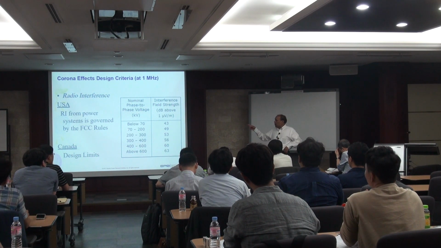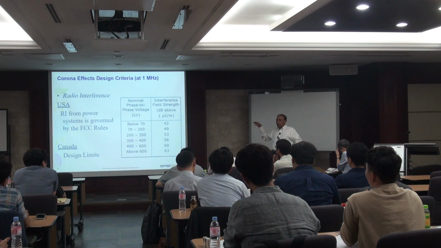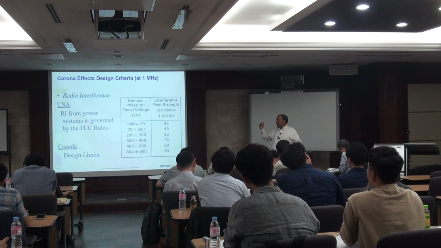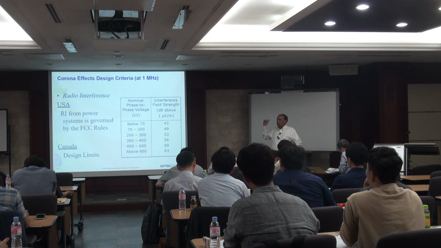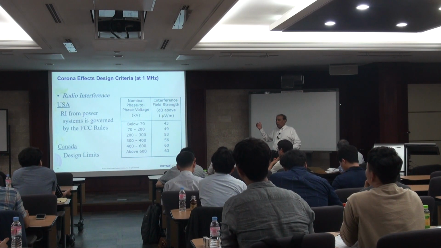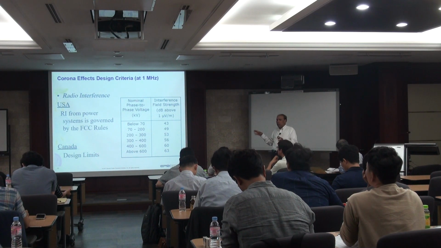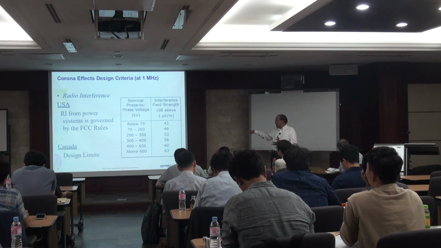FCC stands for Federal Communications Commission. This is a US organization. They have set some standards in terms of radio interference levels. So that's a federal government organization. They tell all the utilities to follow these standards, these limits. So these are numbers given for AC lines, but we are using similar numbers for DC lines.